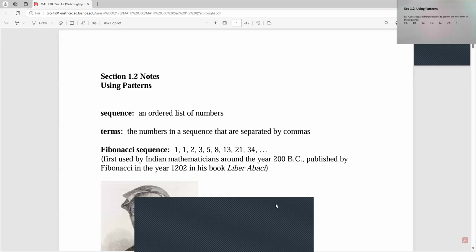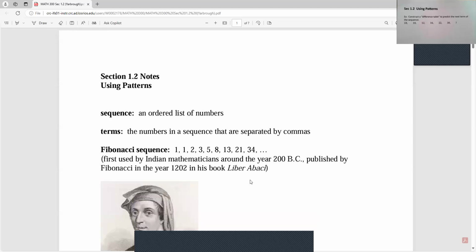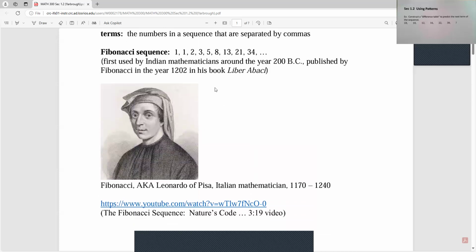There's a very famous sequence that I just wanted to bring to your attention called the Fibonacci sequence. It's named after Fibonacci, who was an Italian mathematician from the 1100s, 1200s. I think possibly Indian mathematicians used it much earlier, but most people call it the Fibonacci sequence. It looks like this: 1, 1, 2, 3, 5, 8, 13, 21, 34, and so on.